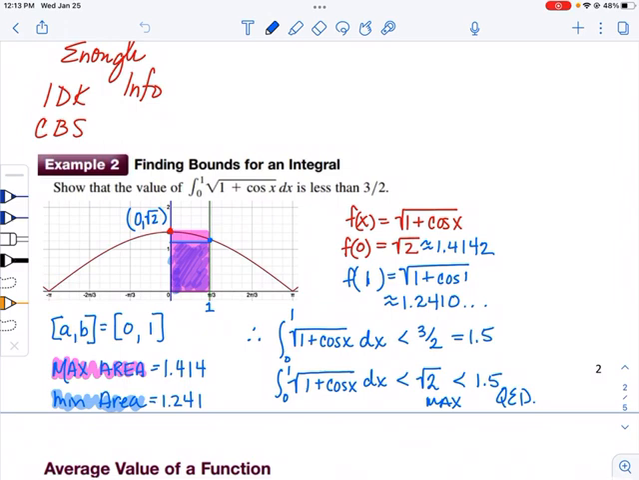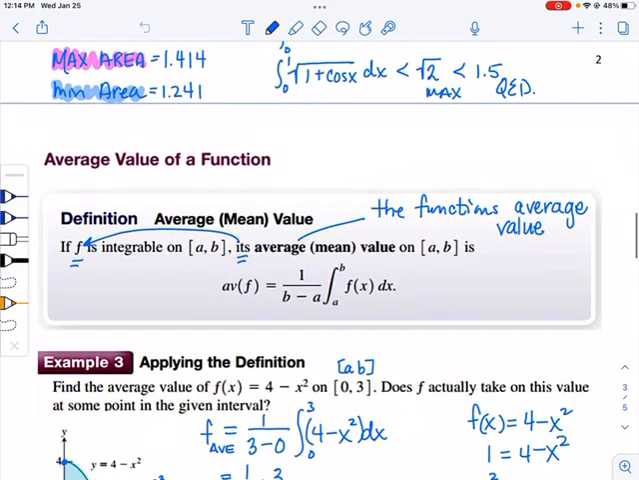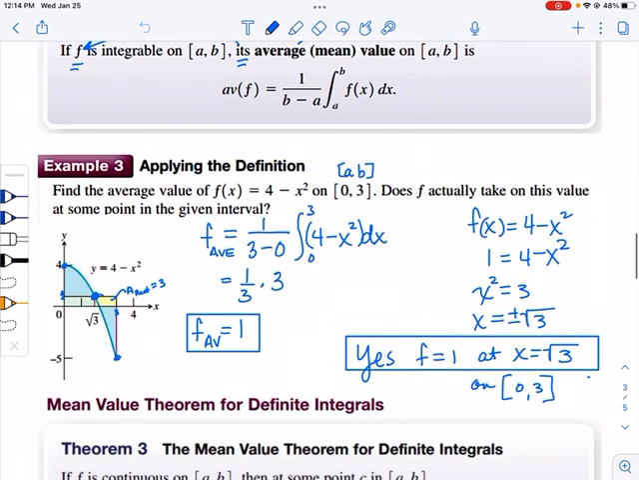We're looking at the max and the min, like what could it be between, and I wanted to see if the integral could be less than, or to show that it was less than 3/2. And we were able to do that because of the upper limit, the max. I did the max and the min, even though I really don't need the min for this, it has to be less than 3/2. The max area is 1.414 and the minimum area is 1.241, so it has to be less than 3/2 because that's 1.5, and the max value is square root of 2, so that's less than 1.5, so it has to be less than 3/2.